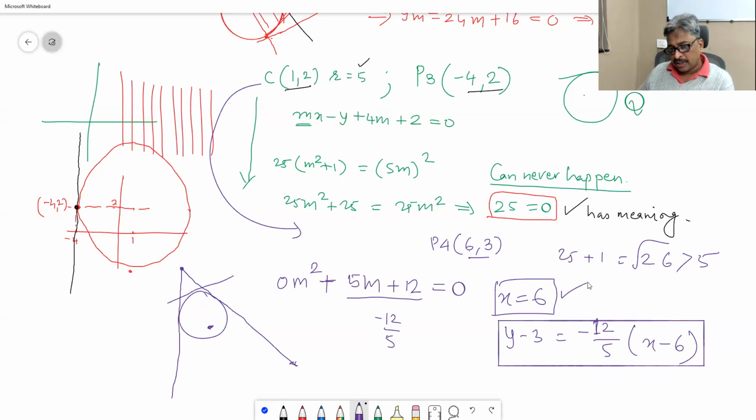This is also another line which is tangent. If you say 25 can never be equal to 0, therefore there is no tangent, then it is completely wrong. There exists a tangent which is vertical.